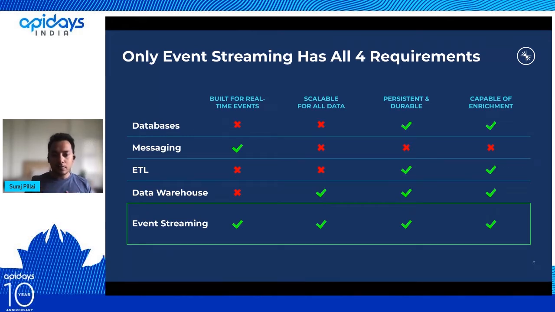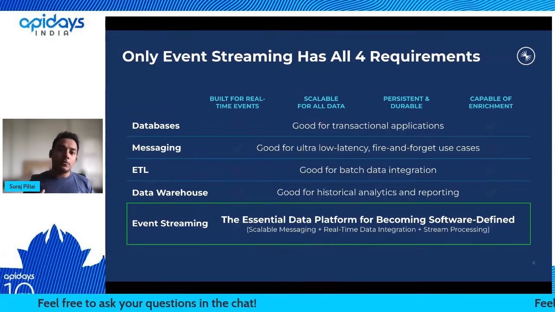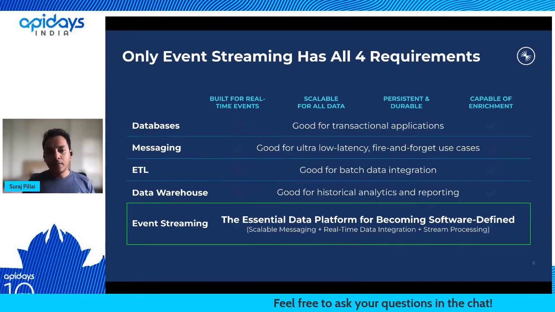Now, if you look at other systems, for example databases and messaging, they satisfy some of these criteria, but not all. For example, messaging is definitely low latency, but it doesn't support persistence and durability of messages. And if you go to an ETL kind of platform, it's good for batch data integration, so the throughput is very good, but the latency is very high. Because batch jobs, by their very definition, run at fixed intervals of time, you are not getting real-time data.